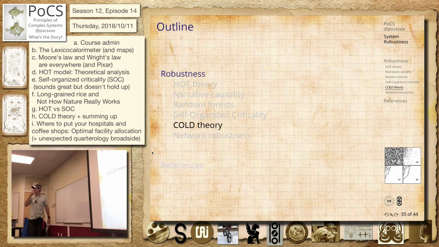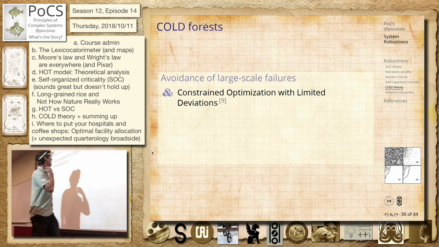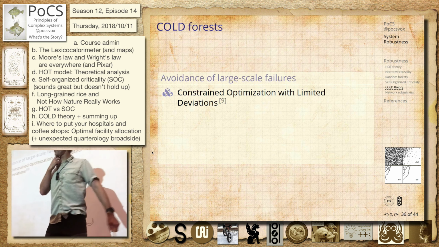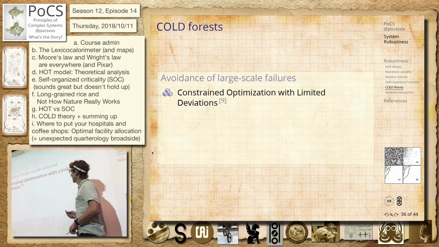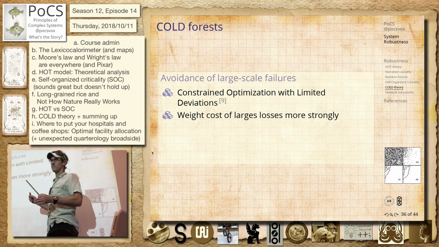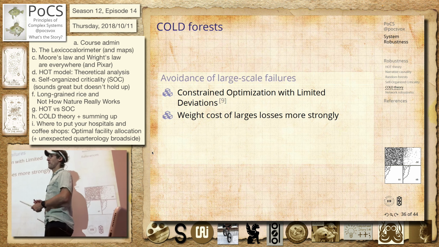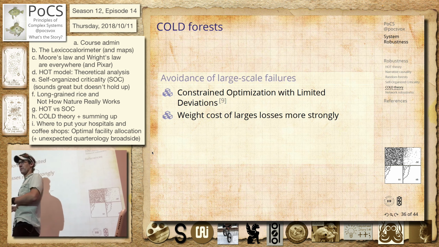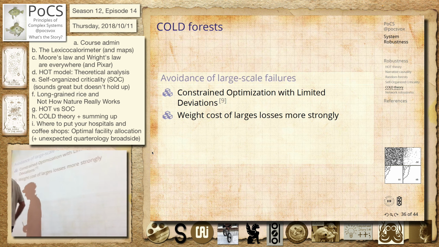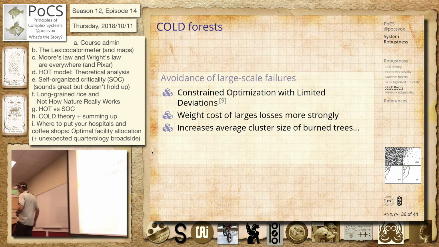Okay, so cold theory, a great question the other day that led to this. I realize I didn't remember the word constraint. Constrained optimization with limited deviations. Well done. So we've got hot. Let's make a cold model. And it's not just for fun. It's actually a little bit more serious than that. It has an important extra step in here.